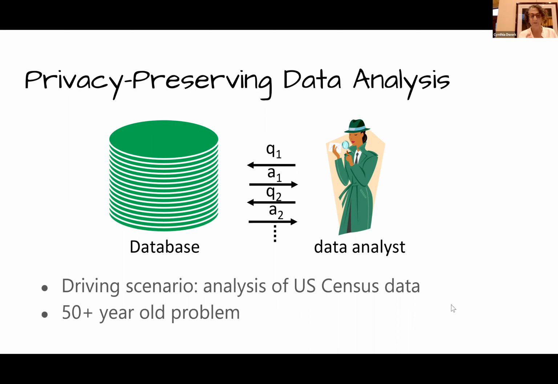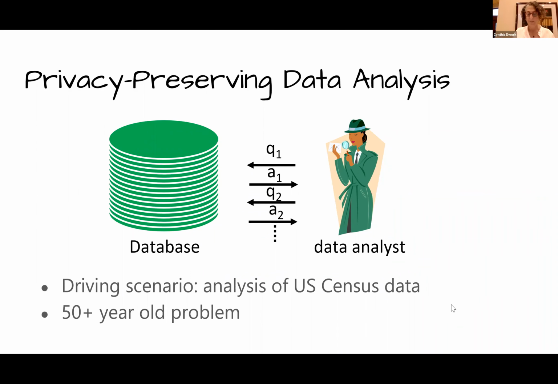So we abstract the problem as follows. We have a data analyst, and this is not a trusted party. And the data analyst asks a query. It could be a request for a measurement or a statistic, or it could be for tables or whatever, asks a query from this database and gets an answer. And then adaptively, seeing this answer, chooses a next query, and so on and so forth.